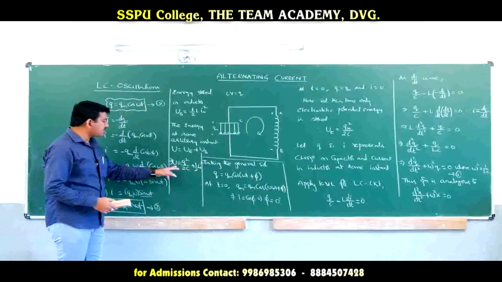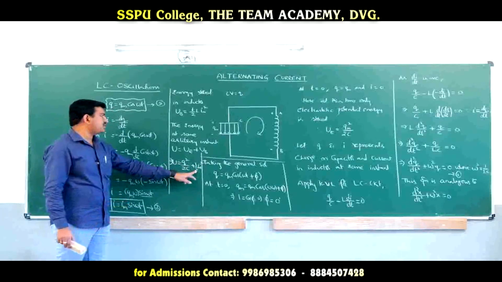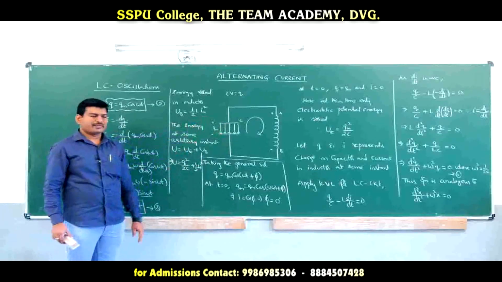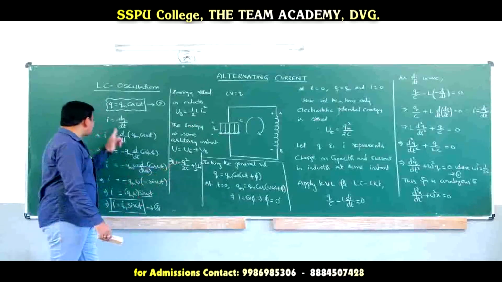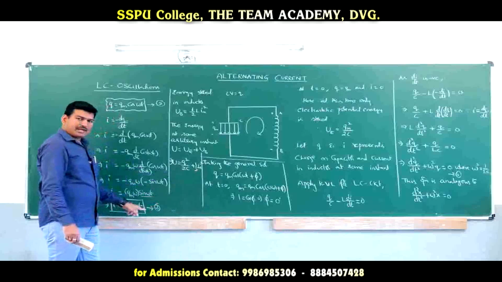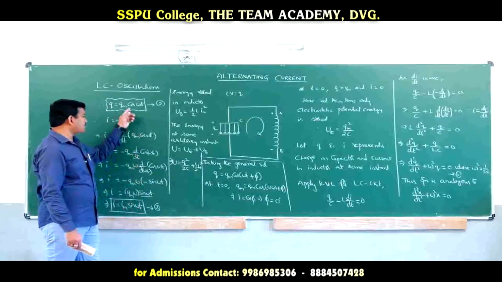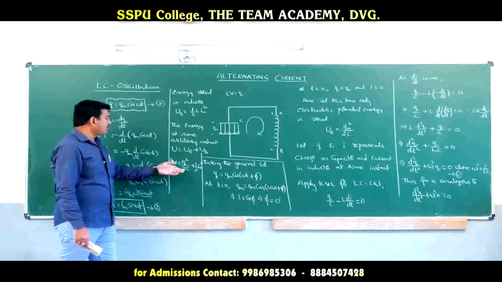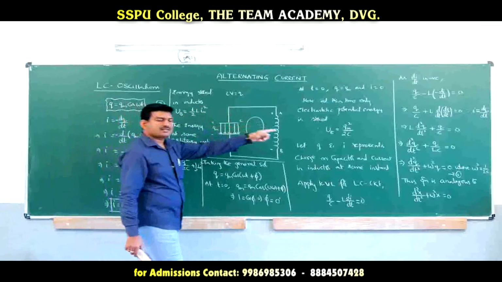And you can show that this total term will be constant, which is equal to either this one or that one. Why? Because you can replace Q with Qm cos omega t and I with Im sin omega t. So we will have sin square plus cos square is equal to 1. Then we can show that the total energy is equal to either this one or this one.